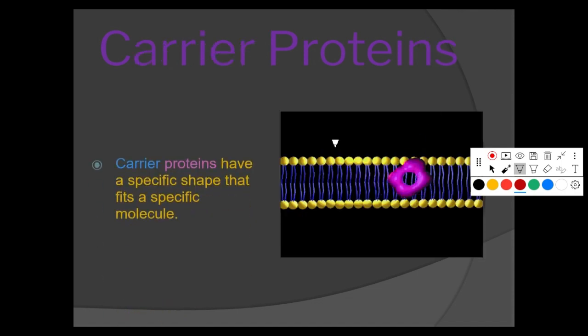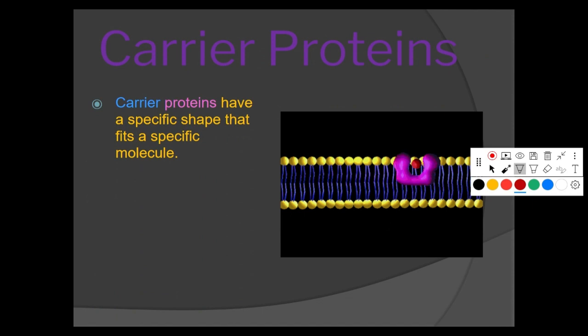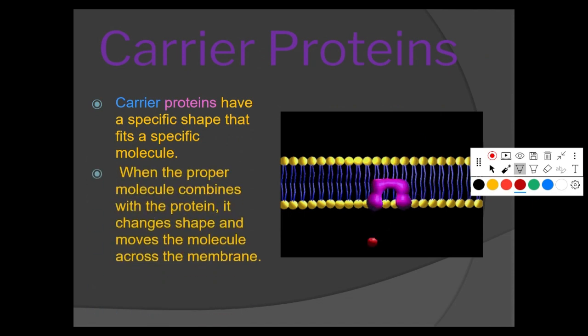So carrier proteins, on the other hand, have a specific shape that fits a specific molecule, right? So when the proper molecule combines with the protein, it changes its shape and moves the molecule across the membrane. So again, it's making contact with one of these molecules that need to get across. Once it gets there, it opens up. Basically, it changes its shape, brings it across, kind of carries it. The carrier carries it across the plasma membrane or the cell membrane, and then it lets it go. This is also going from high to low concentration. So remember, y'all, this is passive.